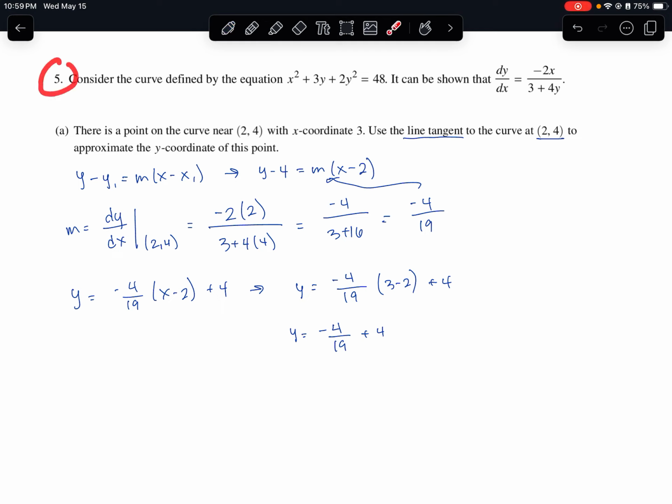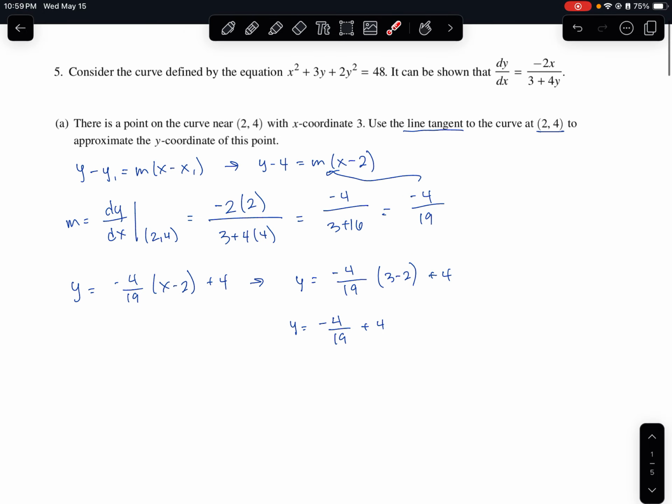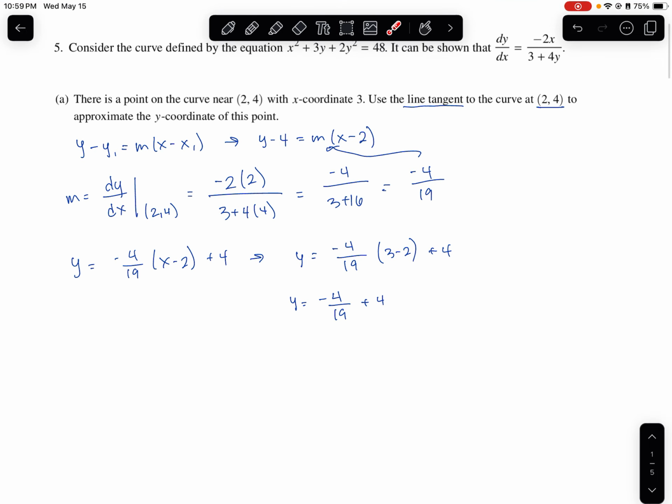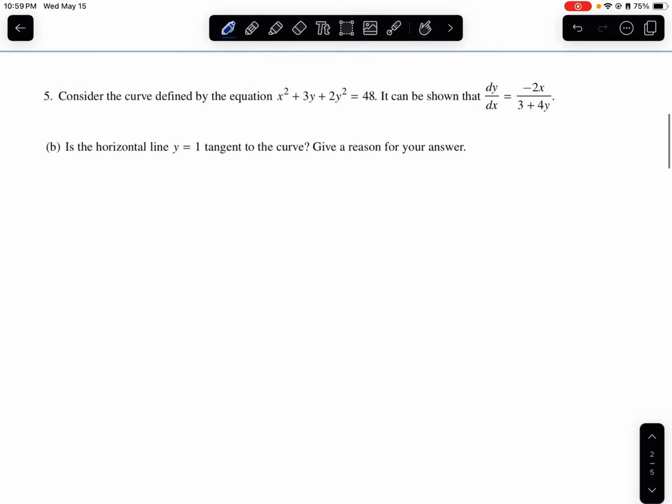This is non-calculator, so I could put this over 1, get a common denominator, and do some arithmetic if I wanted to. But you also run the risk of simplifying incorrectly, which will lose you your point. So we'll call that good right there, and that should get you all the points for part A. Okay, moving on to part B.